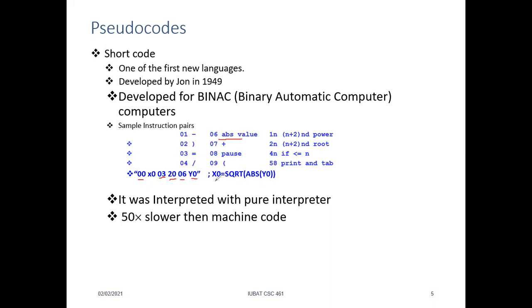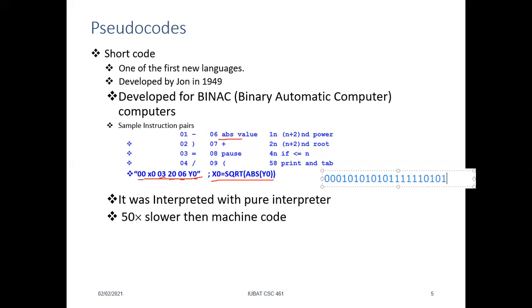So the instruction that we want to write is that x naught equals square root of absolute of y naught. Instead of writing this, now we can write this using shortcode. And what is the advantage of writing this one? Because if you don't write this, the other alternative is writing a bunch of zeros and ones.